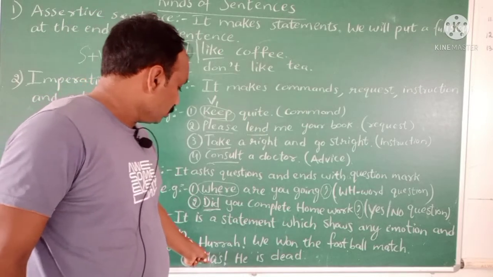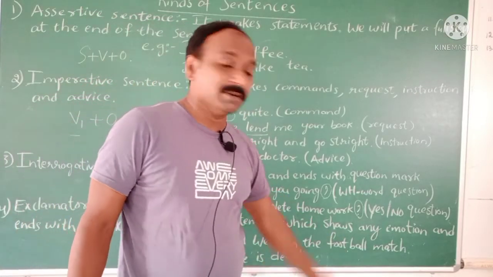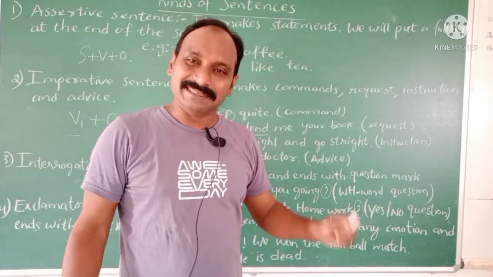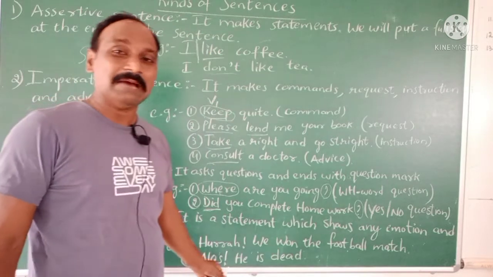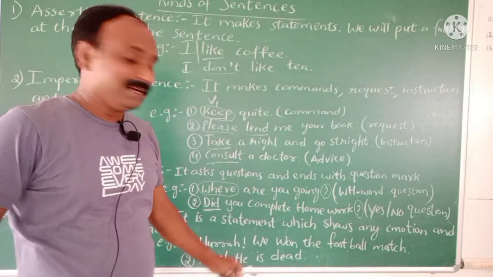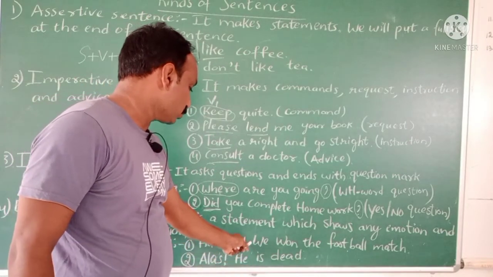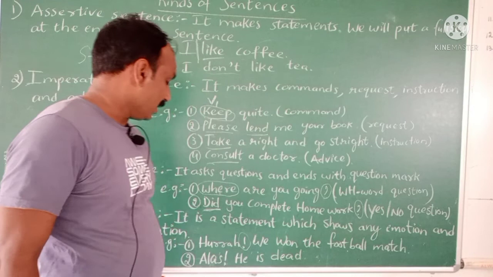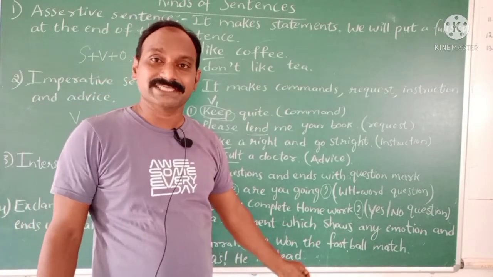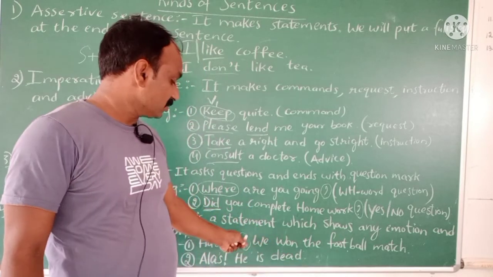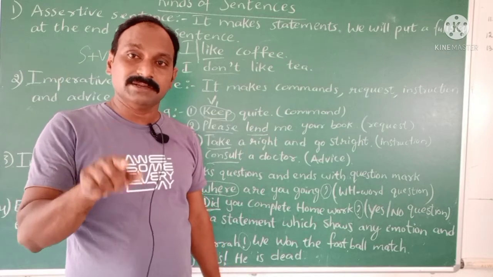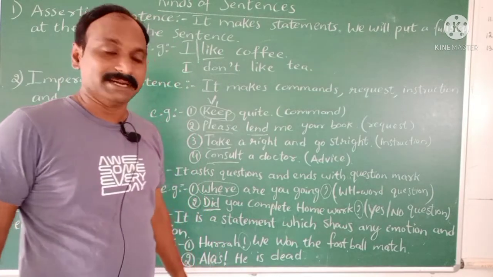Now here: Hooray, we won the football match. When we won the football match, we shout and say, hooray, we won the football match. At that time we use our expressions of the happiest moment, like hooray. And here it ends with an exclamation mark. If we see it like this, a line with a dot below it, that is an exclamation mark.